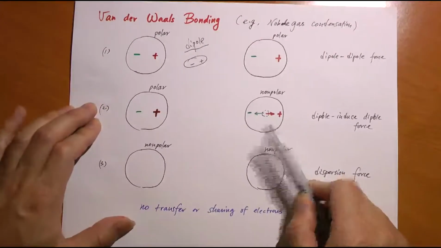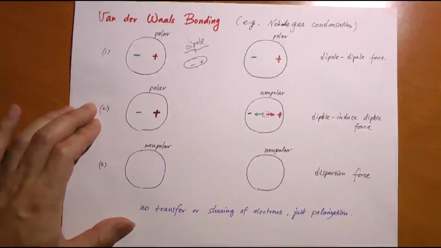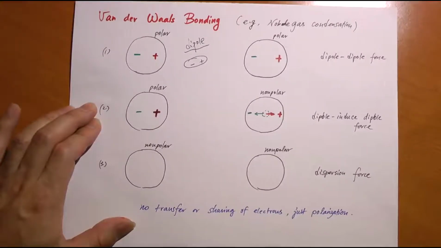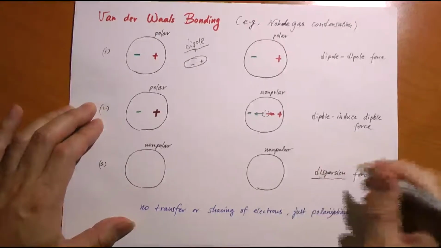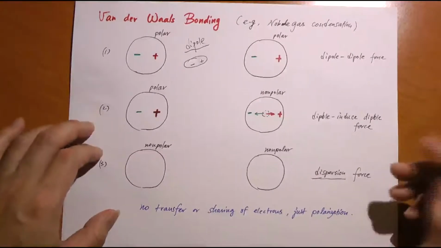Now the worst case is when neither of these is a dipole to begin with. So neither of them is polar. Can there still be a force between them? The answer is yes, even though it's weaker. That's called dispersion force. Okay, so how does dispersion force work? None of them is a dipole.